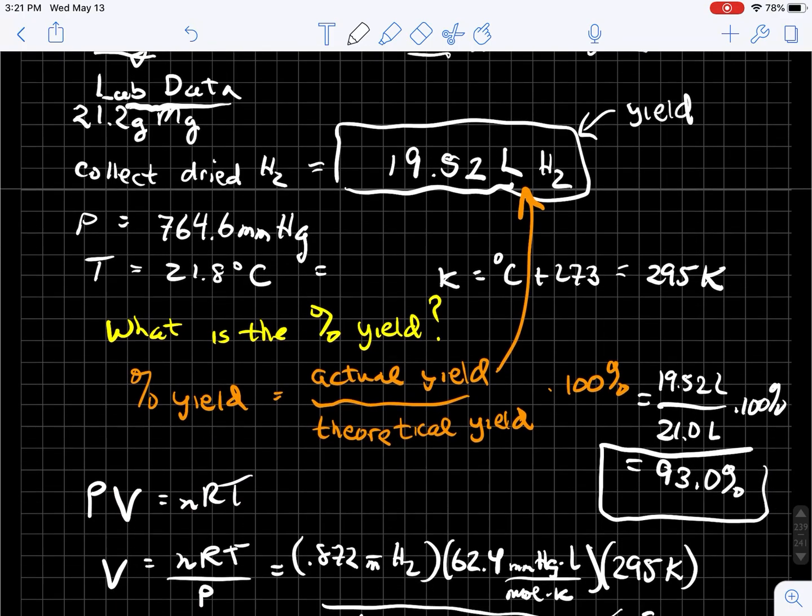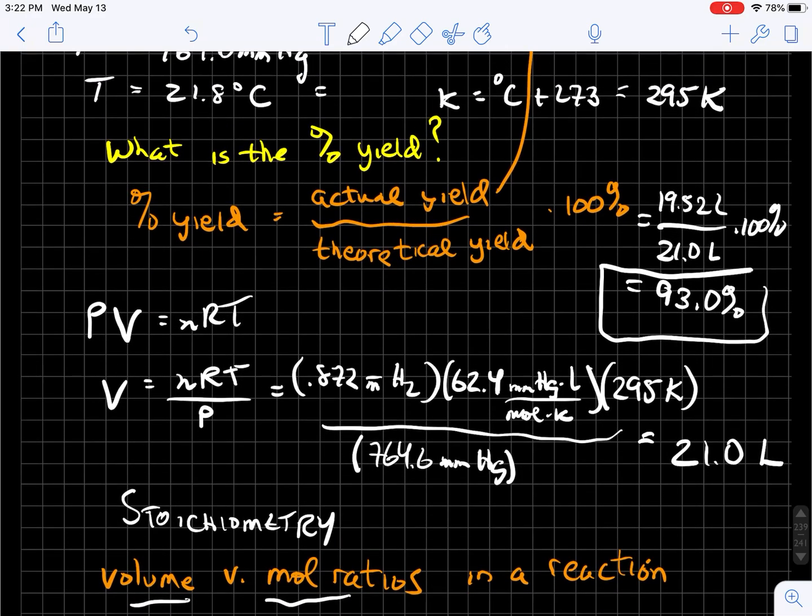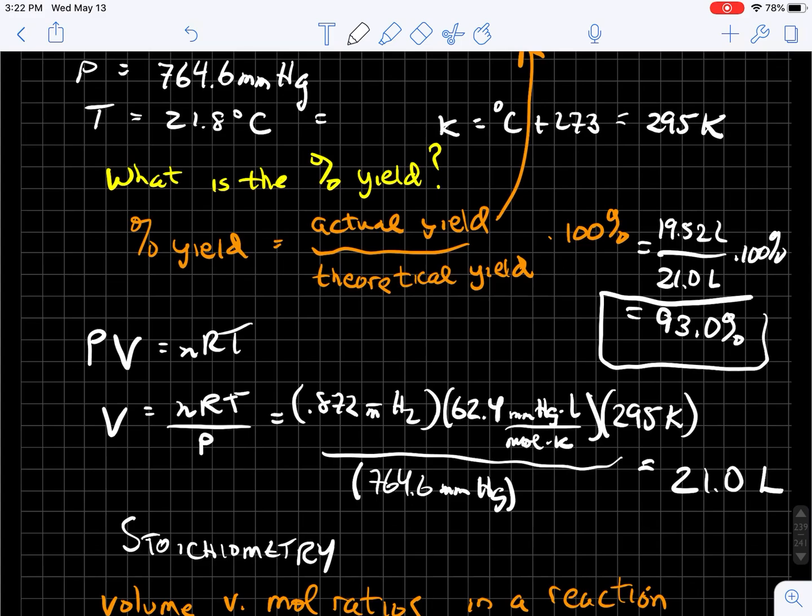And then the last problem was, if we have a yield and we have some lab data, can we do a percent yield? And the answer is yes. We use PV equals nRT to figure out the volume that should have been collected, and we compare it to the volume that was collected, and that gives us our percent yield.